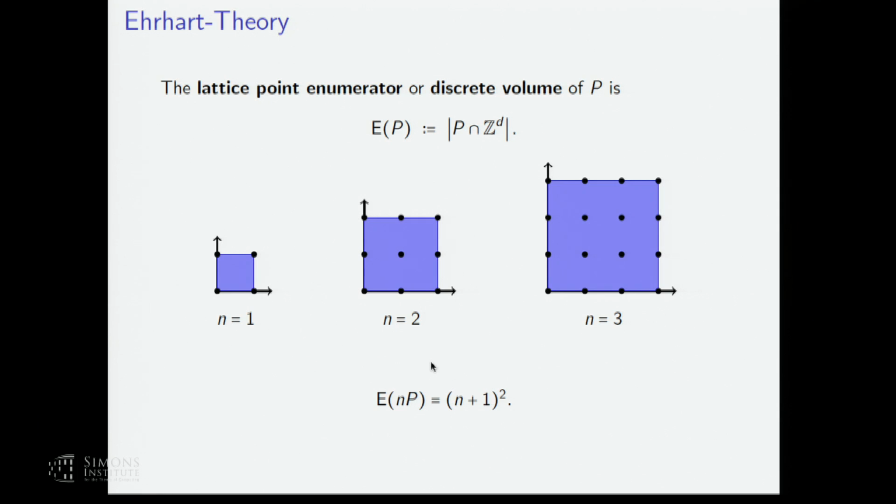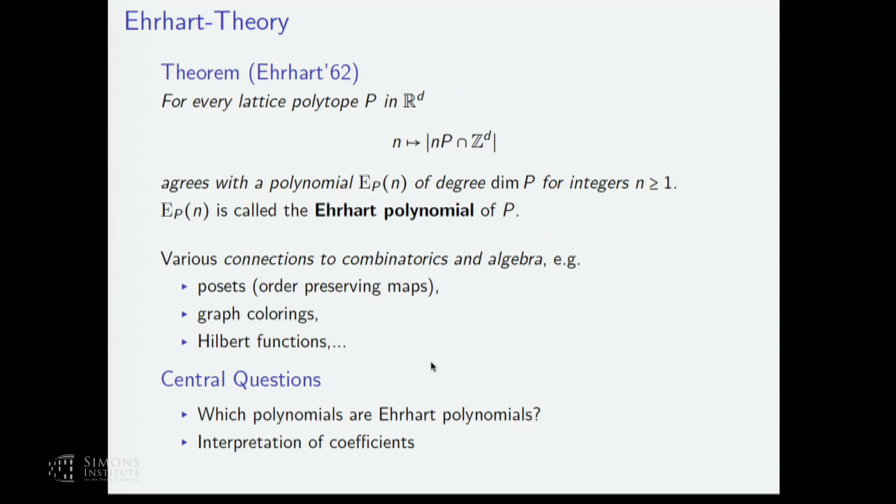It turns out that this is not just true for unit squares in the plane, but much more general. The basic theorem of what is called Ehrhart theory is that this happens whenever you start with an arbitrary lattice polytope in an arbitrary Euclidean space R^d. The number of lattice points in the nth dilate of a polytope is given by a polynomial, and the degree is the dimension of the polytope. This polynomial is called the Ehrhart polynomial of P, and it appears at a variety of places in combinatorics and algebra very naturally.